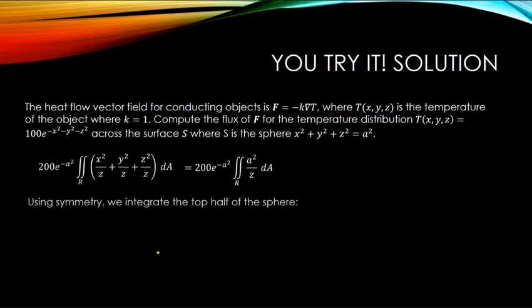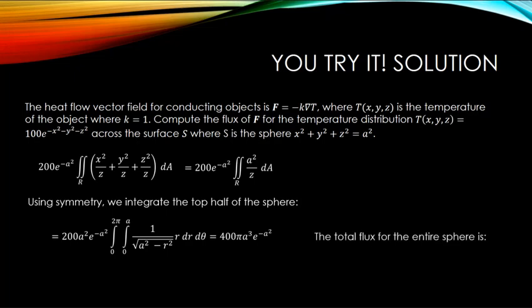Now, using symmetry, I notice that I can integrate the top half of my sphere and double it to find my flux. I get 200 a squared e to the negative a squared of the integral from 0 to 2 pi of the integral from 0 to a of 1 over the square root of a squared minus r squared, r dr d theta. This gives me 400 pi a cubed e to the negative a squared. My total flux will be twice this amount. I get 800 pi times a cubed times e to the negative a squared as my flux for my temperature distribution over the surface of my sphere.